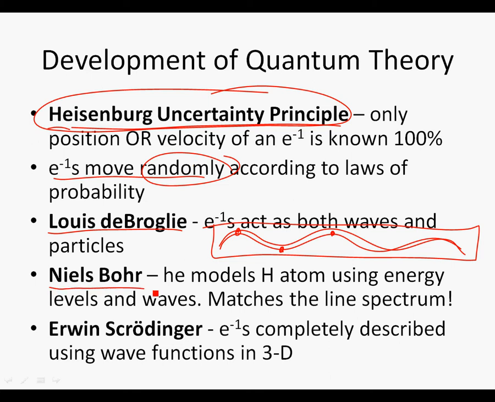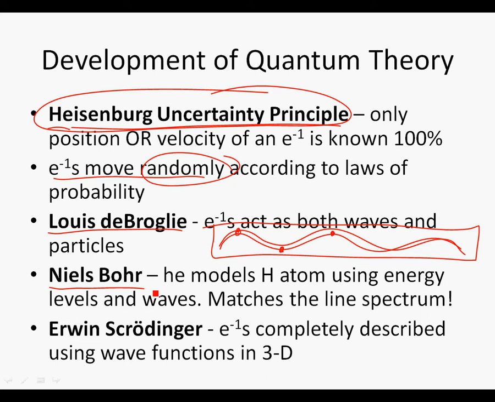Niels Bohr came up with the next one. He's the one who made those atom models with rings. He didn't really think they were rings, by the way. He just drew them that way. Their energy levels, they're the energy that the electron can have. He made them by knowing that electrons were acting as waves.